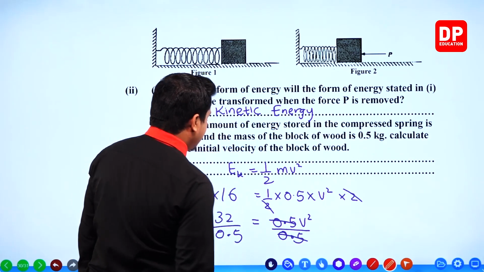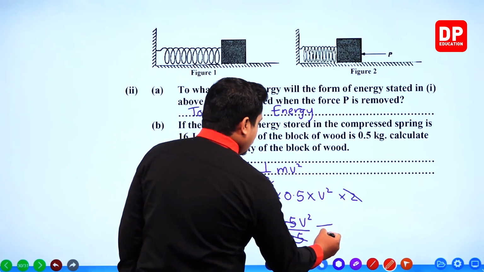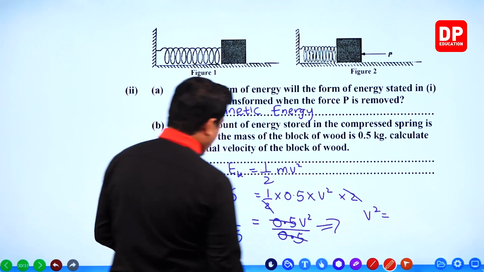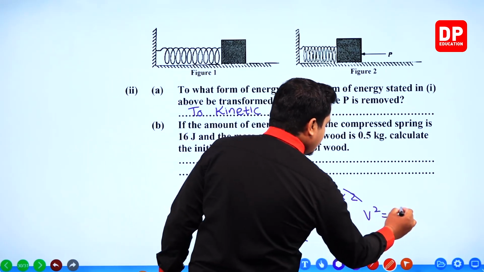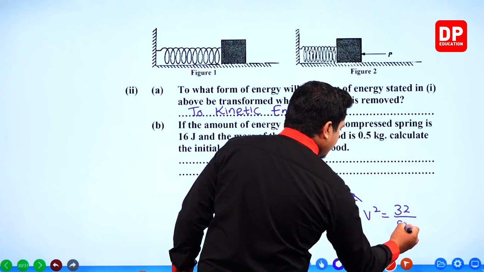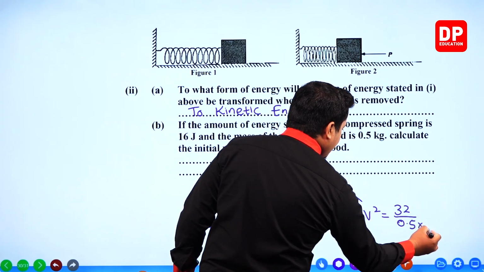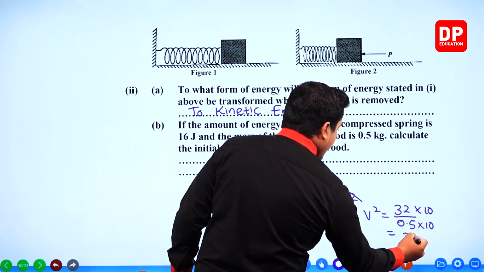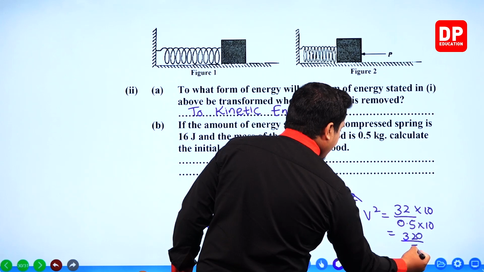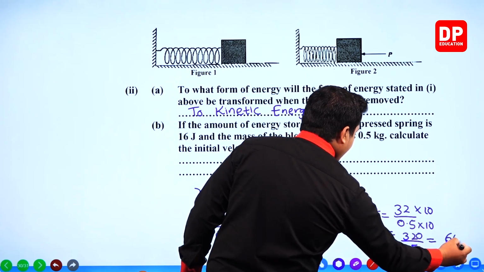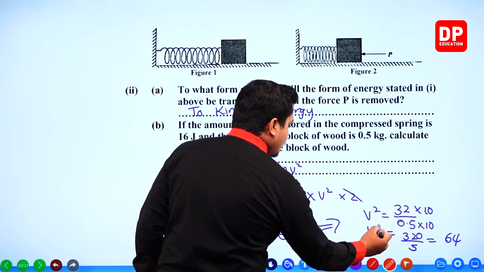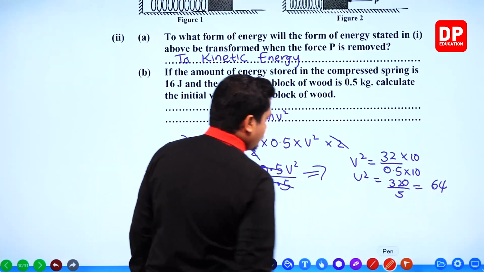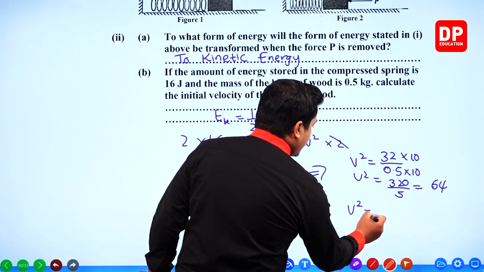0.5 over 0.5 is getting cancelled. So here v squared is equal to 32 over 0.5. Now you can multiply both sides by 10 to remove that decimal point. So here 320 divided by 5 is equal to 64. So v squared is equal to 64.